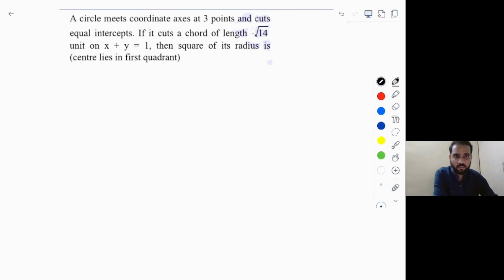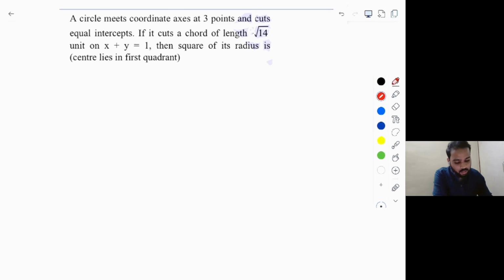Okay. Let's take the next question. And this is a question from Circles. And once again, this is one interesting question because if you get a proper idea, this question can be done in less than 2 minutes. But if you do not get that idea and if you do not observe that simple thing in the question, it's going to be a bit difficult. Okay. So let's try to observe carefully.